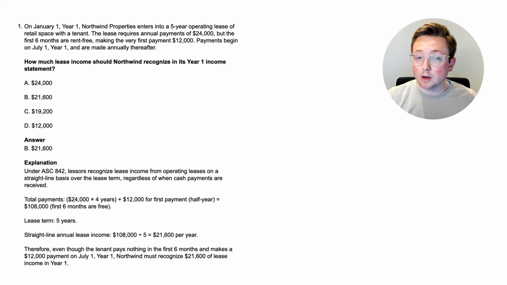So even though in year 1 they only got $12,000, and in years 2, 3, 4, and 5 they're going to get $24,000, each of the years they're only going to recognize $21,600. So again, even though the tenant pays nothing in the first 6 months and makes a $12,000 payment on July 1st, they recognize $21,600 of lease income in year 1.